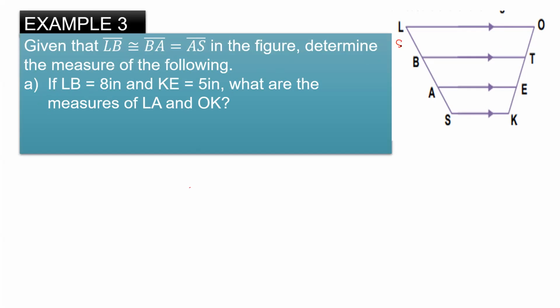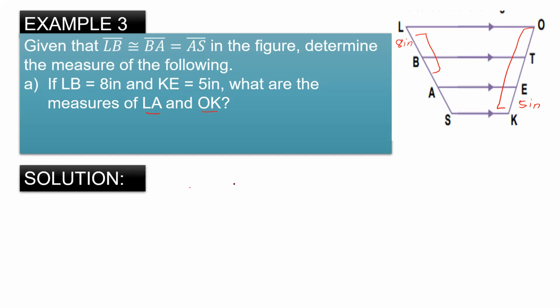If LB is equal to 8 inches, and KE is equal to, I'm sorry, 5 inches, what are the measures of LA and OK? So we need to find this one, LA and OK. So what are we going to do? Okay, so here's the solution.